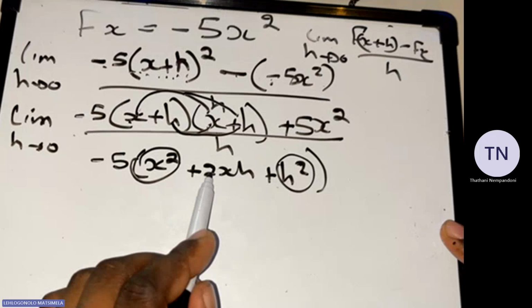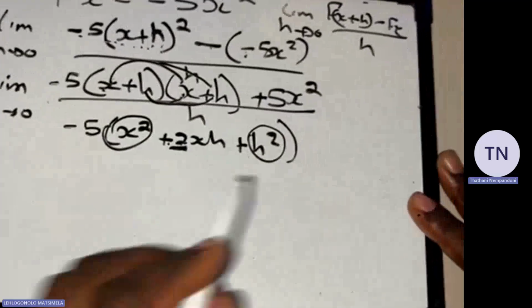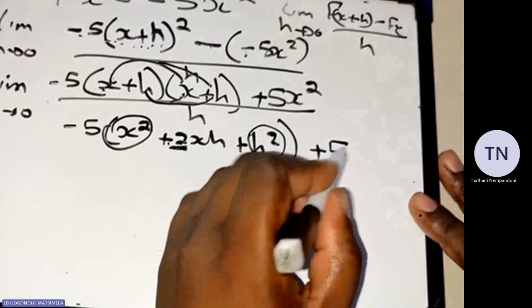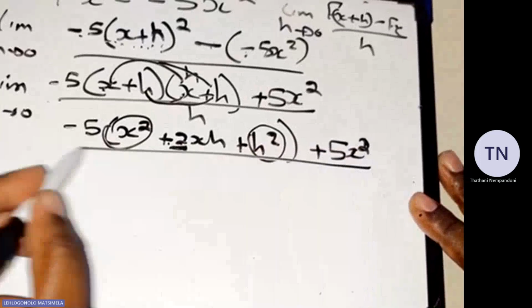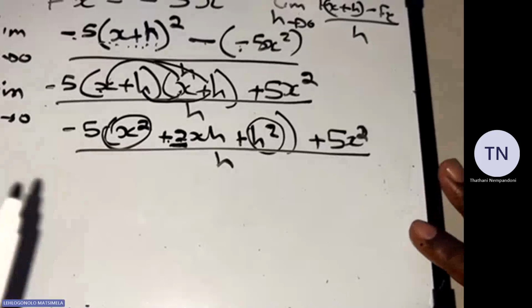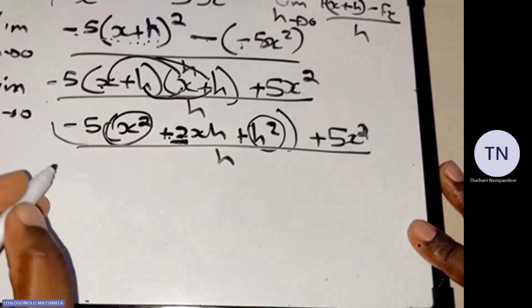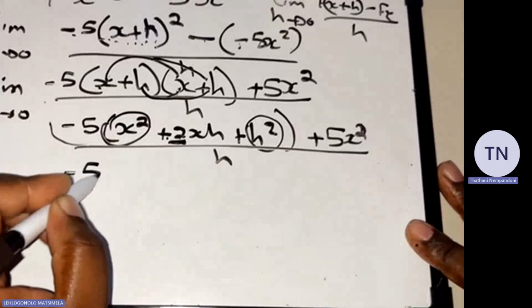Then I will say xh plus xh, it will give me 2xh. And then all in all, plus 5x to the power of 2 divided by h. Make sure that you don't forget anything when coming to this part. And then we simplify. You can see that we now have 5 outside the bracket. We remove the bracket. We will multiply everything by 5.